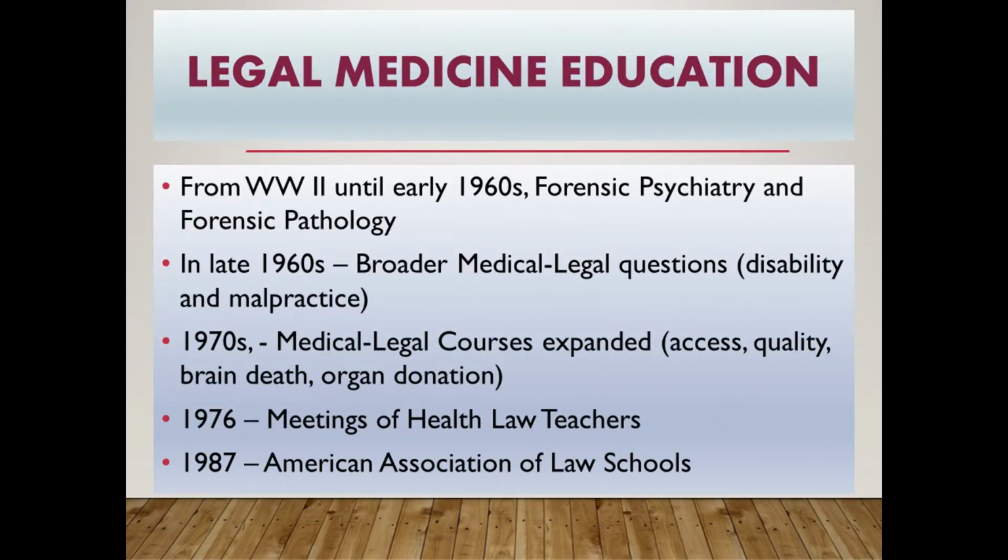From World War II until the late 1960s, the field of legal medicine was defined by law school courses that were almost exclusively concerned with forensic psychiatry and pathology, and they were properly considered as advanced courses in criminal law. In the late 1960s, some law and medicine courses began concentrating on broader medical legal questions faced in the courtroom, including disability evaluation and medical malpractice. These courses were properly considered either advanced tort or trial practice courses.